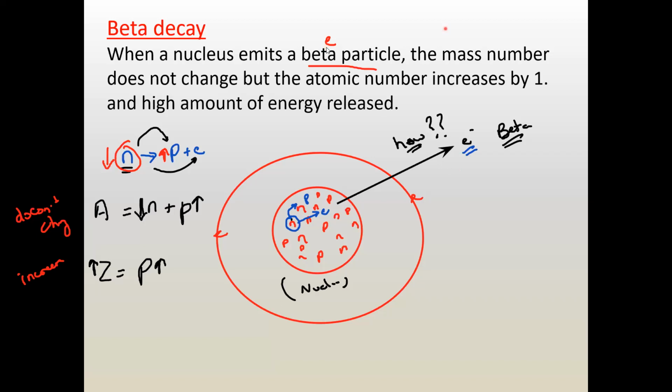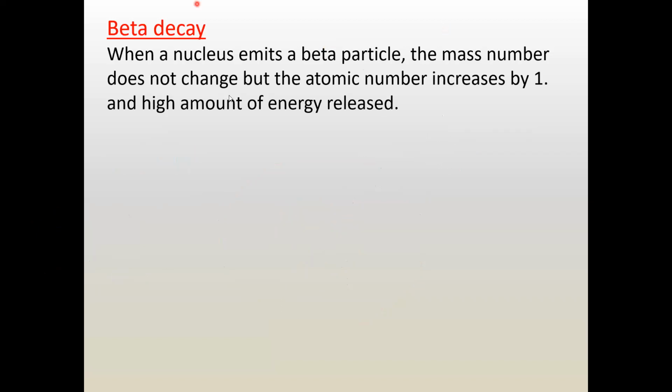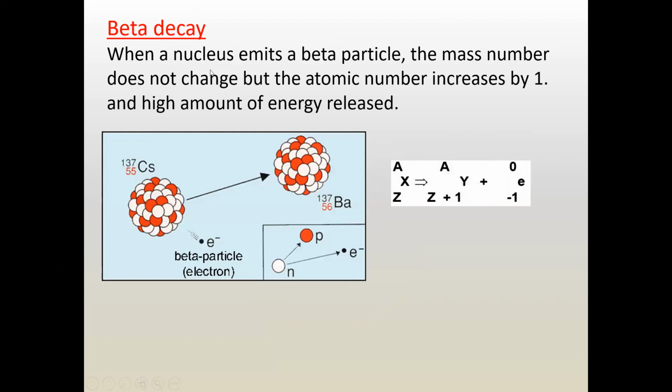When we write the equation for a beta emission, as you can see here, this is a general equation for a beta. This is the symbol for a beta. You can use e with 0 and -1, or you can also use this symbol for beta, which is 0 and -1. Both ways are acceptable. So the nucleon number, the mass number, does not change, and the atomic number increases by 1.